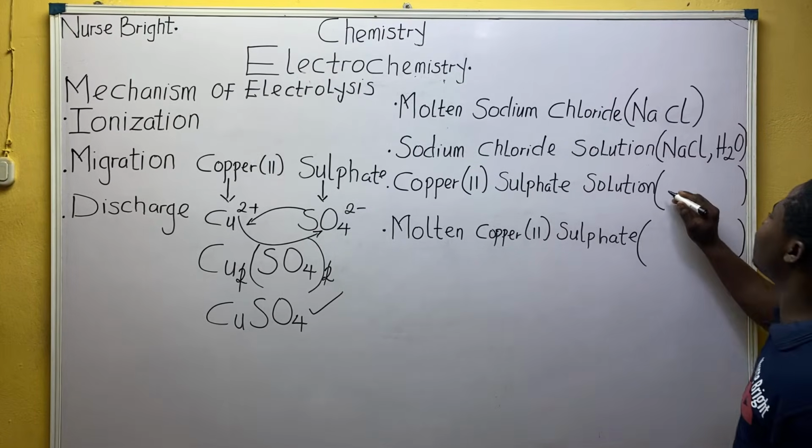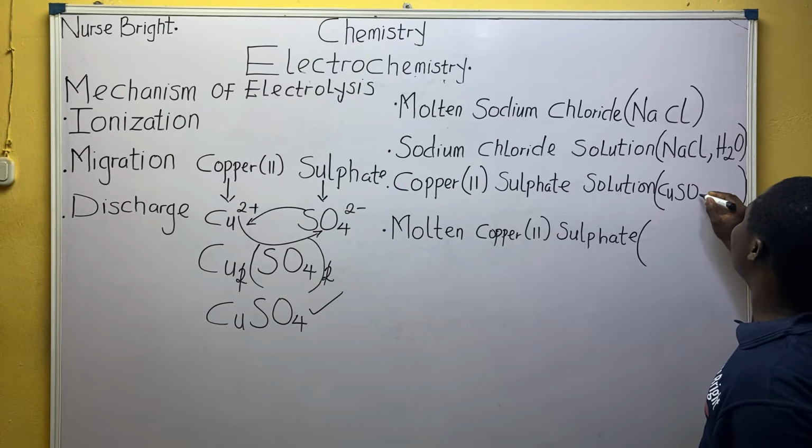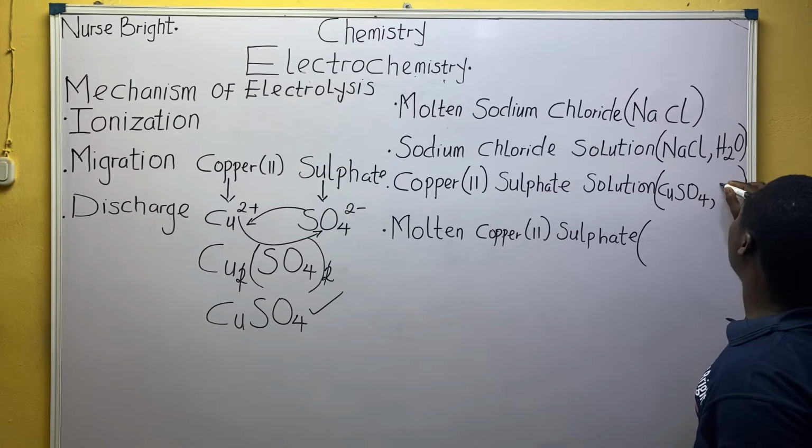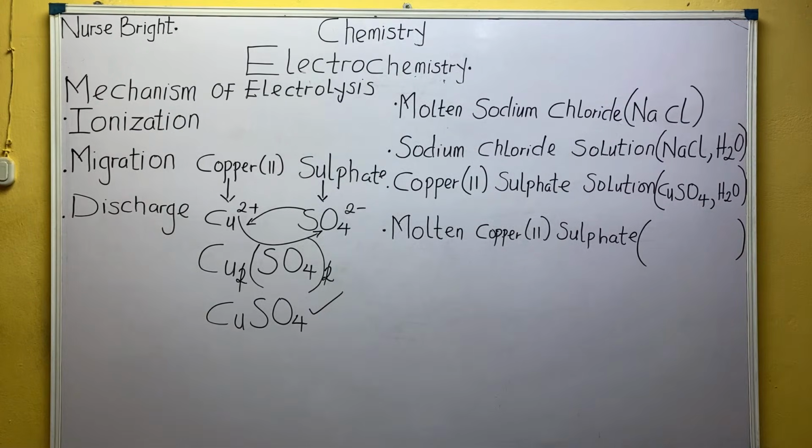Exactly. So copper 2 sulfate is copper sulfate, CuSO4. All right, I believe everyone knows how it was gotten. CuSO4 and what? Water, guys. So note that.